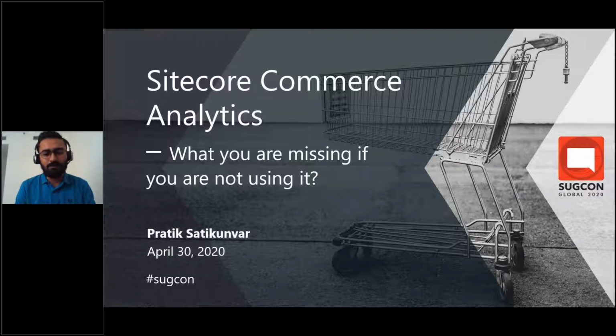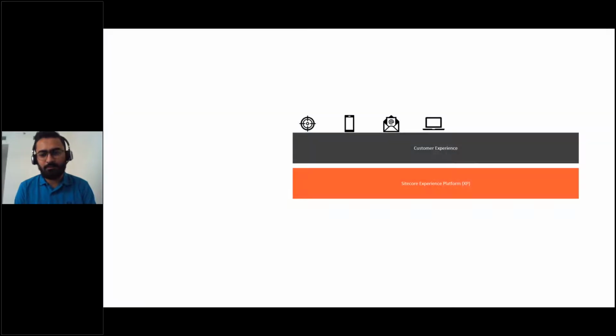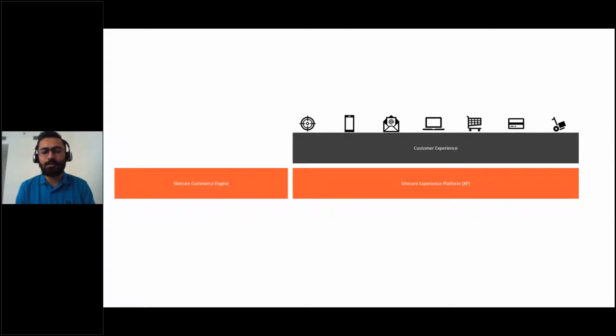For now, we'll start with the architecture of Sitecore Commerce Analytics, and where it fits. So this is our normal XM or XP platform, where we have all the core CMS capabilities, and then EXM and all those things. And then we are adding these commerce capabilities, and we are using the Sitecore Commerce Engine as the commerce product.